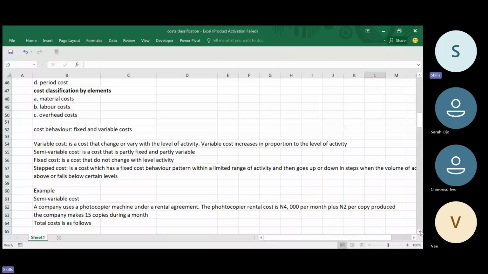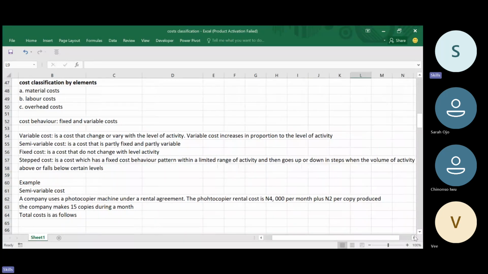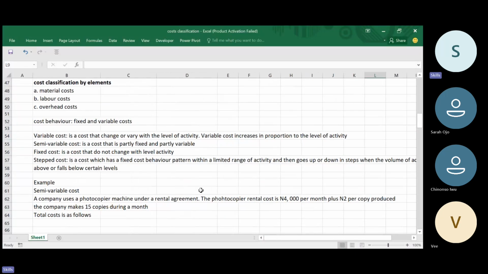Then we also have step cost. Step cost is a cost which has a fixed cost behavior pattern within a limited range. So for a range, it is fixed. Within a limited range of activities, it then goes up or down in steps when the volume of activity rises above or falls below certain levels.